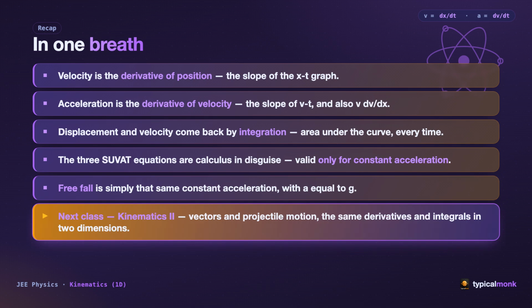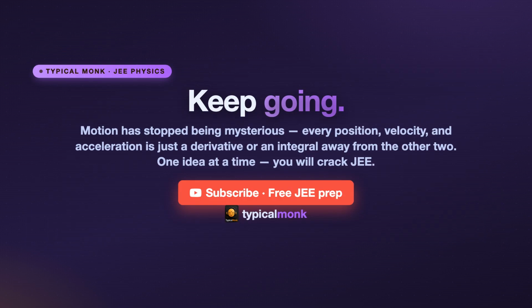And next class, we step into two dimensions. Kinematics 2, vectors and projectile motion. The same derivatives and integrals, now with the direction attached to every quantity. Do not miss it. And so, my friend, motion has stopped being mysterious. Every position, every velocity, every acceleration you will ever meet in JEE is just a derivative or an integral away from the other two.